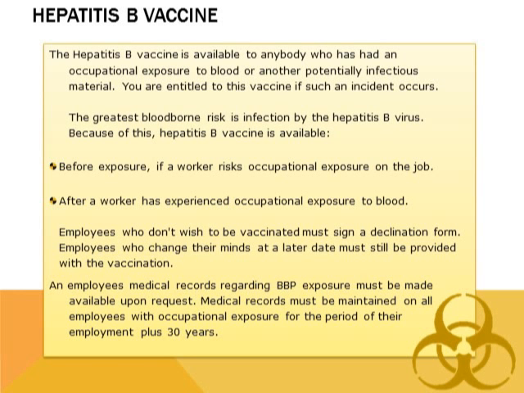Hepatitis B vaccine. The hepatitis B vaccine is available to anybody who has had an occupational exposure to blood or another potentially infectious material. You are entitled to this vaccine if such an incident occurs. The greatest bloodborne risk is infection by the hepatitis B virus. Because of this, the hepatitis B vaccine is available before exposure if a worker risks occupational exposure on the job, and after a worker has experienced occupational exposure to blood. Employees who don't wish to be vaccinated must sign a declination form. Employees who change their minds at a later date must still be provided with the vaccination.